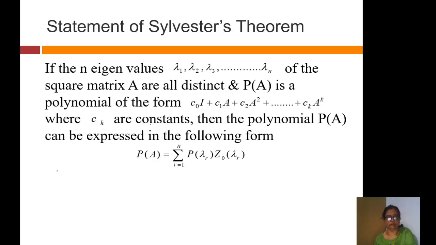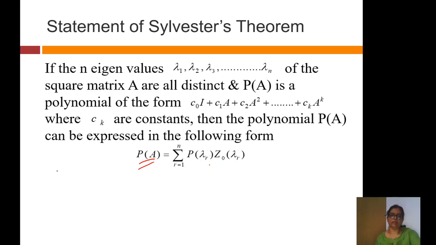Statement of Sylvester theorem. For a matrix whose order is n by n, that means there are n eigenvalues lambda 1 to lambda n, then the polynomial p of A is expressed by the formula summation r equal to 1 to n p of lambda r Z0 of lambda r.